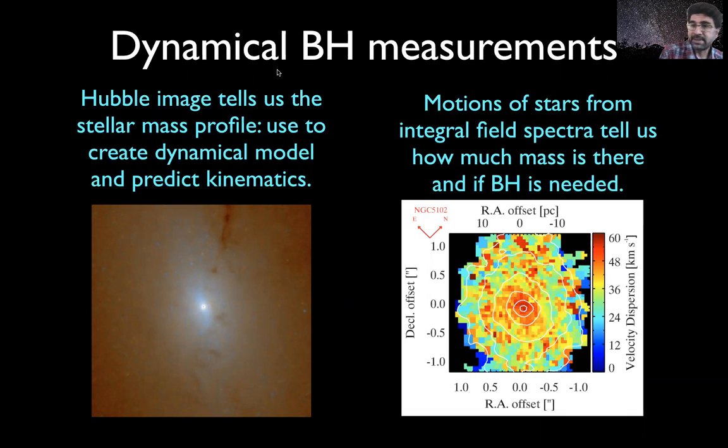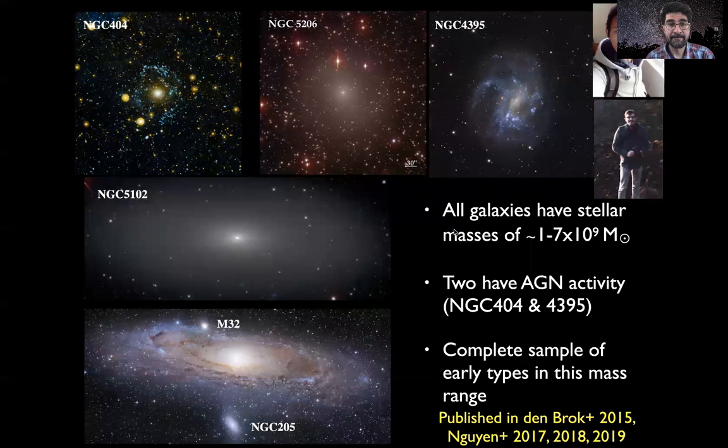And we compare that against adaptive optics observations with integral field spectra, like is shown here on the right for one galaxy. That tells us how much mass is needed, what the mass to light ratio of the stars is, as well as the black hole mass that's required to best satisfy the observations.